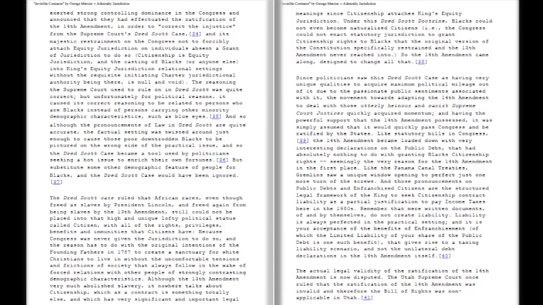40. The actual legal validity of the ratification of the 14th Amendment is now disputed. The Utah Supreme Court once ruled that the ratification of the 14th Amendment was invalid and therefore the Bill of Rights was not applicable in Utah.